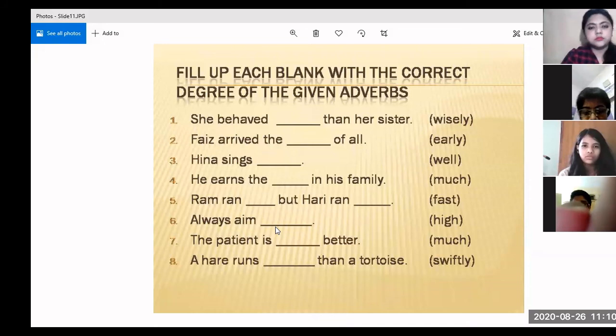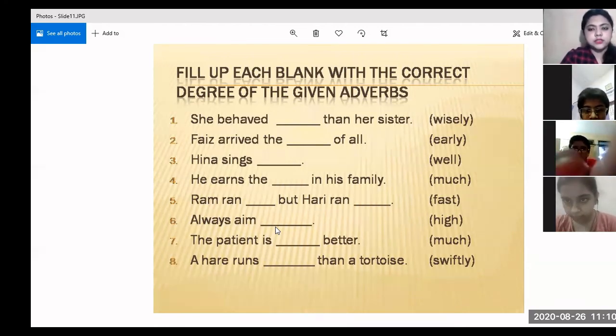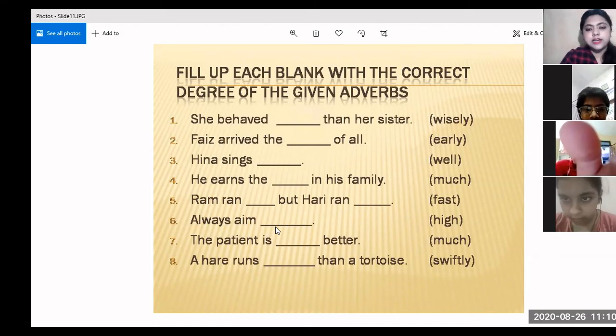Tanishka. Yes, Tanishka. He earns the most in his family. Okay, he earns the most in his family. Correct. Next, Ram ran dash, but Hari ran dash.